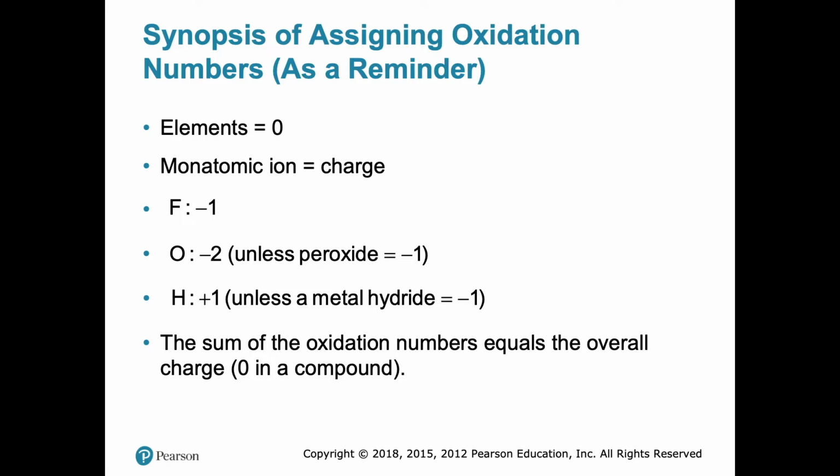Monatomic ions have a charge. So, for example, remember that fluorine has a charge of -1, and oxygen has a charge of -2, unless it's two oxygens together, like peroxide, then it's got a charge of -1. And hydrogen, which is basically a proton, has a charge of +1, unless that hydrogen has an electron attached to it, and then it becomes a hydride, and it's got a charge of -1.